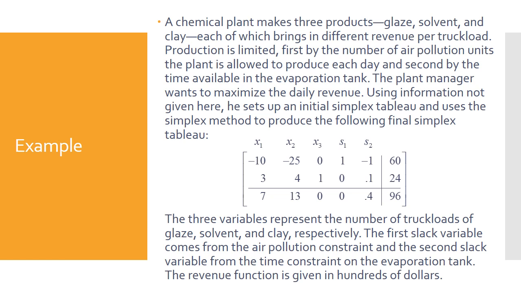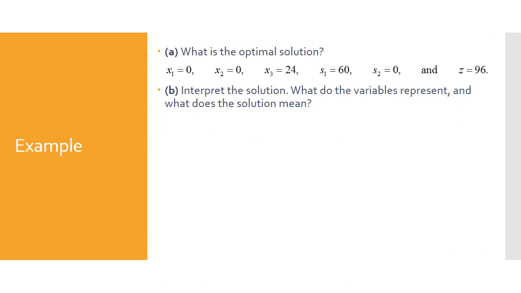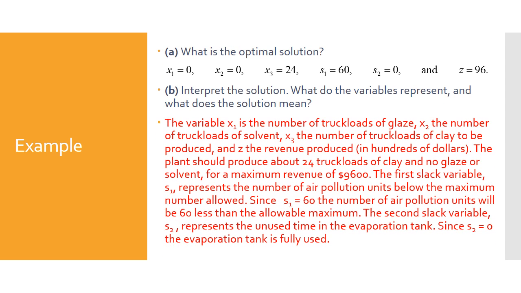So for our optimization, we're going to make a maximum of $9,600. We're going to get that from 24 truckloads of clay. We're at 60 units of air pollution under what we're allowed, and there is no time left in the evaporation tank. And this explains all of that.